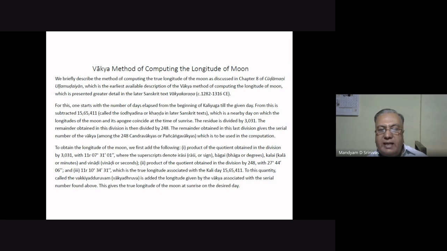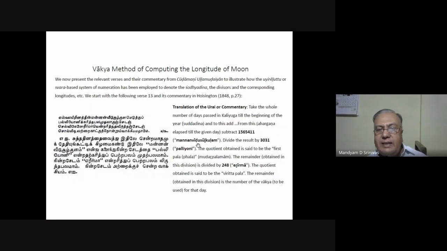So as I said, there are 248 Chandra Vakyas. You get to the point where the sunrise, apogee and moon were together, and you use the Chandra Vakya to calculate that. To that you have to add various numbers because of the complete distance traveled by the moon in these complete revolutions. So these quotients obtained in the divisions have to be multiplied by numbers which are given in the text. To that, the Vakya longitude, 0 signs, 12 degrees, 9 minutes, should be added if the remainder is 1. So this is the Vakya system.